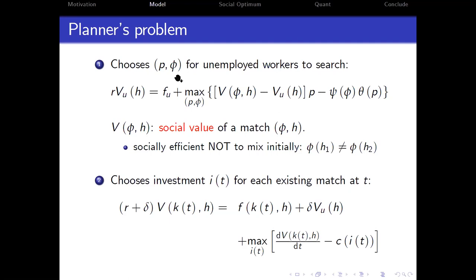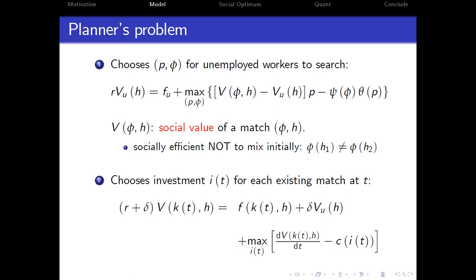So the planner's problem can be decomposed into these two stages. One is, what's the initial submarket I should send these people to search? The second one is, after they matched, how should I choose the investment profile? So the first one is this matching problem. VU is the value function of an unemployed worker with a skill age. The first term is home production. What's sitting inside is the expected social surplus.